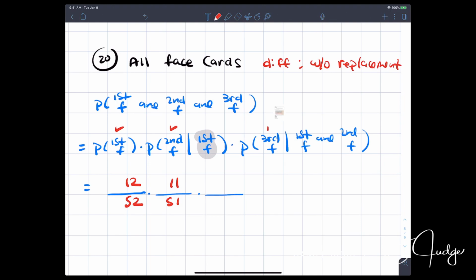The third, probably the third card is a face card. Given your past, the first is a face and the second is a face. That's our past. Well, we threw 2 face cards out the window. So if we started with 12 and 2 are gone, we're left with 10. If we started with 52 cards and we threw 2 face cards out, we got 50.